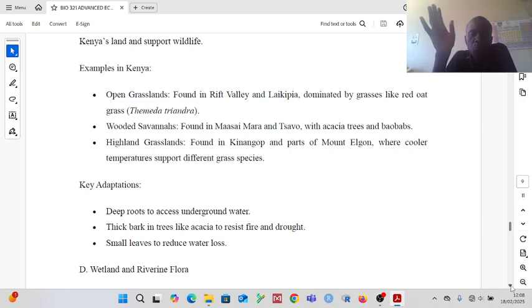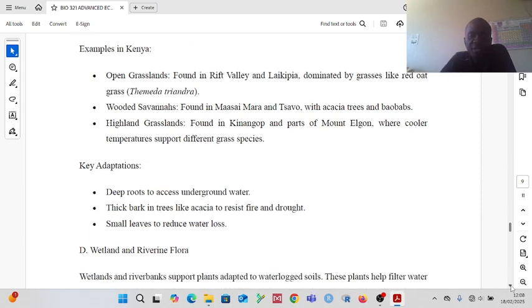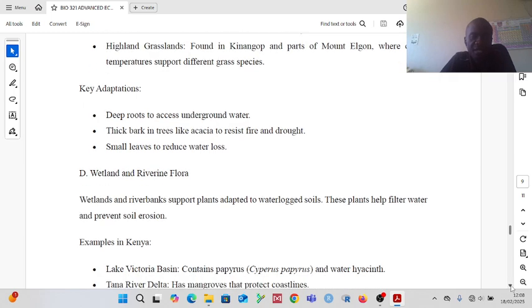Okay. Then some of them will have very small leaves to help in the reduction of the loss of water, which is generally not as abundant in this type of ecosystem. But now the wetland and the riverine flora, these ones are the ones that are found just next to the riverbanks. Okay?